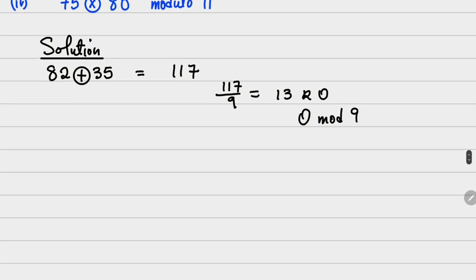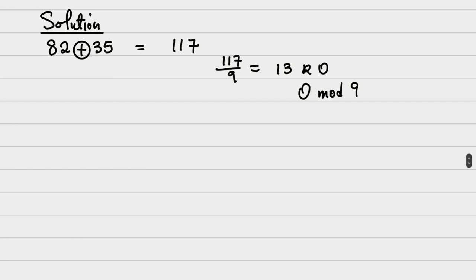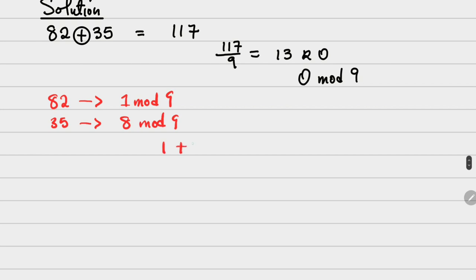But if you don't want to do this, especially when you have large numbers, let me just teach you a second method. What you need to do is to pick 82 and change it to mod 9. Of course, you're going to have 1 mod 9. Then you have 35. Changing it to mod 9, you're going to have 8 mod 9. So it's like you have 1 plus 8, which is 9. And 9 mod 9, of course, is going to be 0 mod 9. Okay, that is another way of doing it.